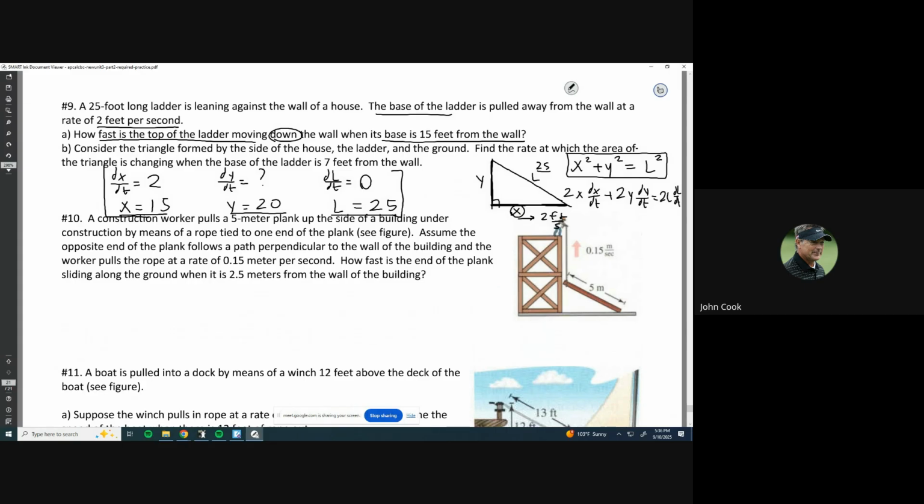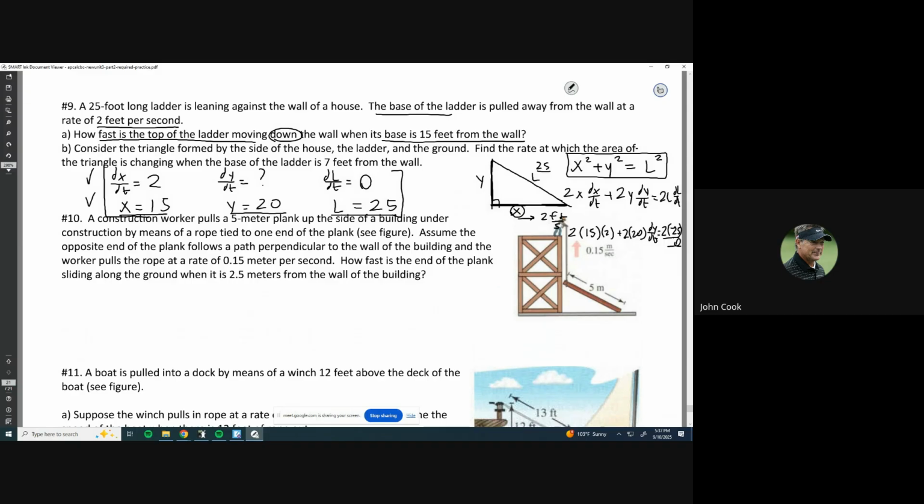Okay, so if I start plugging all of these values in now, 2x becomes 2 times x, which is 15. dx/dt is going to be 2. The y value is 20. My dy/dt is unknown. I don't know what it is. I'm trying to solve it. And then L is 25, so 2 times 25. And this is one of my favorite parts. It's then times dL/dt, which is 0. So this whole part right over here just becomes 0.